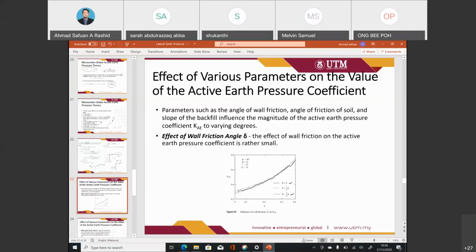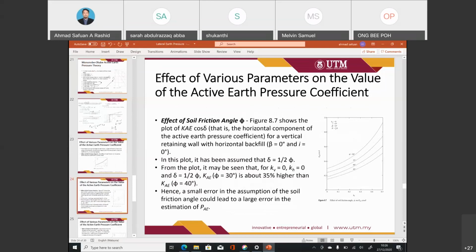in estimating the KAE, or the coefficient of KAE. So what will happen if the soil friction angle is different? In their study, it can produce up to 35% difference between 30 degrees and 45 degrees. So in that sense, we need to make sure that all the data that we input should 100% represent the soil properties that we have tested.